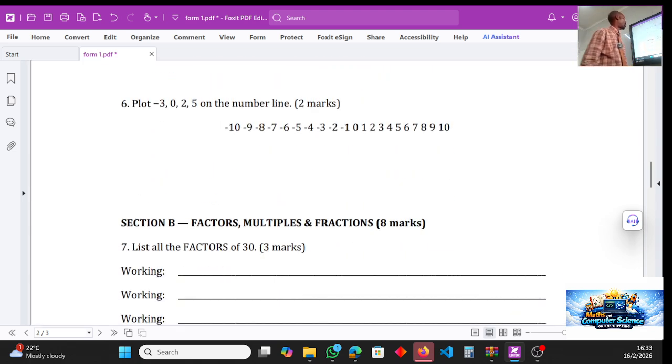So moving forward, we are required to plot on the number line -3. I'll just use a pointer to say there I can see -3, there I can see 0, I can see a 2 there, and then a 5. I think that's all that's required by this question.